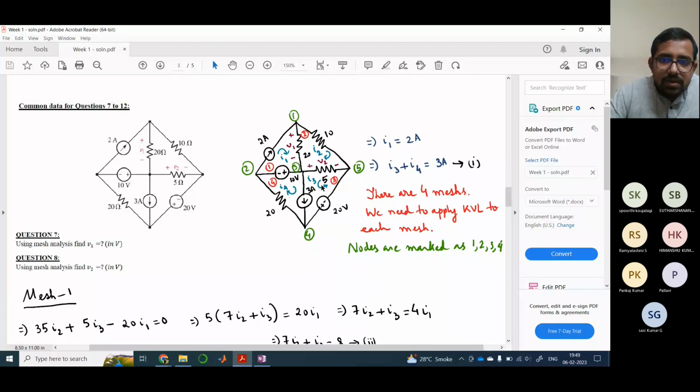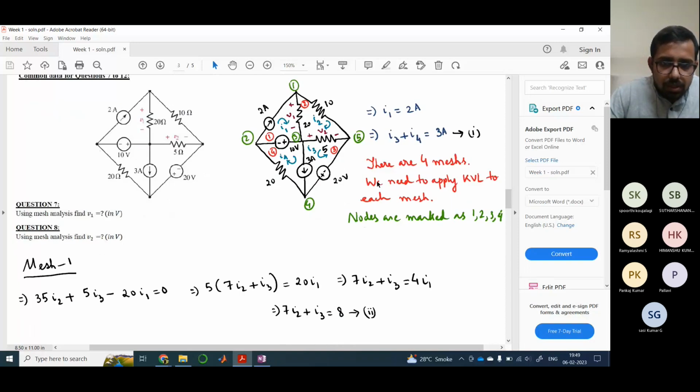If I would have taken I3 also in the clockwise direction, since it is in the anti-clockwise direction, then my equation would have changed. It would have been I4 minus I3 equals 3 ampere, because you can clearly see that I3 would be flowing in the direction opposite to the 3 ampere source. So it would have been I4 minus I3. These are the basic things you need to be very careful about while solving this kind of question. Just hold on to your doubts. After we solve these two questions, I will address the doubts you have.